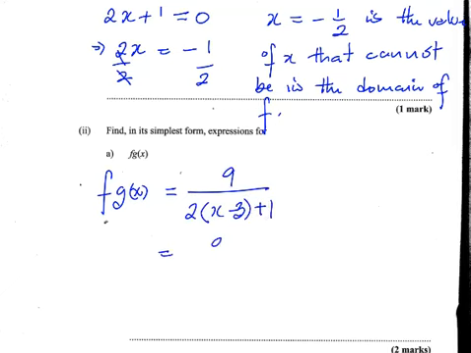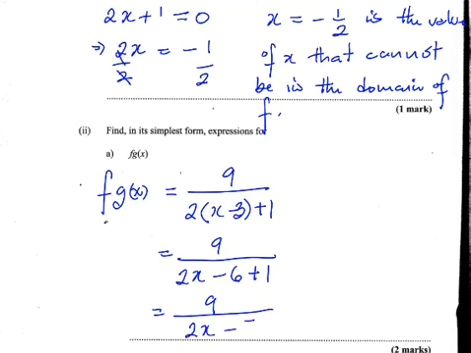So this is 9. At the bottom, I'm going to remove the bracket, distributive law. This is 2x minus 6 plus 1. So this is 9 over 2x minus 5, since minus 6 plus 1 is minus 5. So f of g of x, in its simplest form, is 9 divided by 2x minus 5.